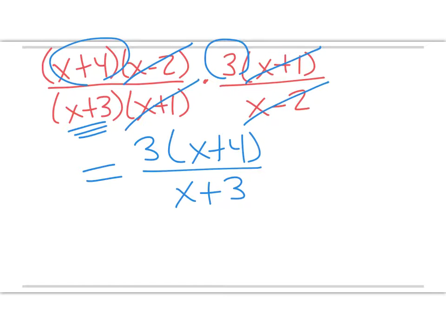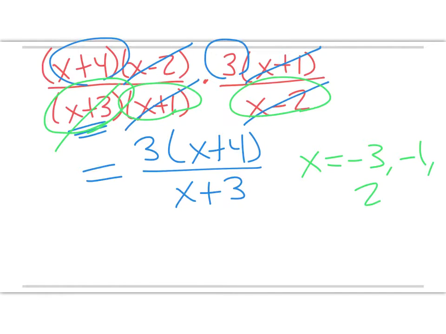Remember that division by 0 will cause us a problem, so there shall at no point be permitted an x to be negative 3. We also wouldn't want it to be negative 1. We also wouldn't want it to be positive 2. But there's one more place to look, and that's up here in the first numerator, or excuse me, the second numerator.